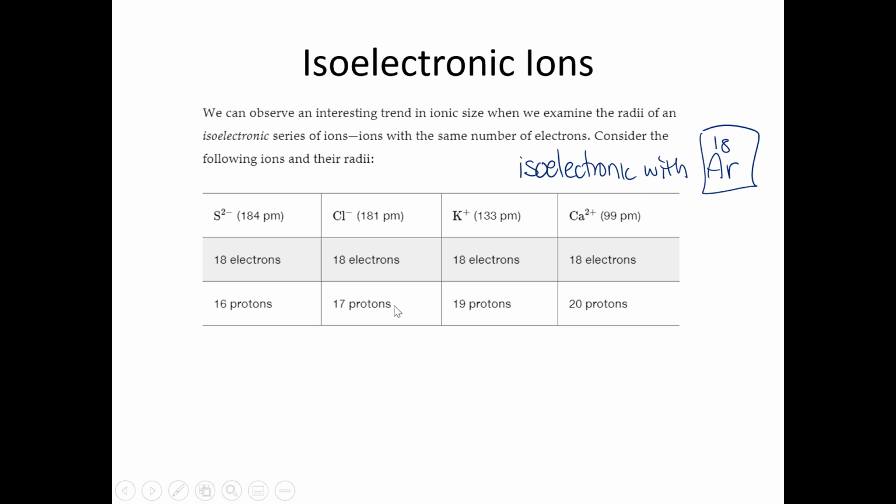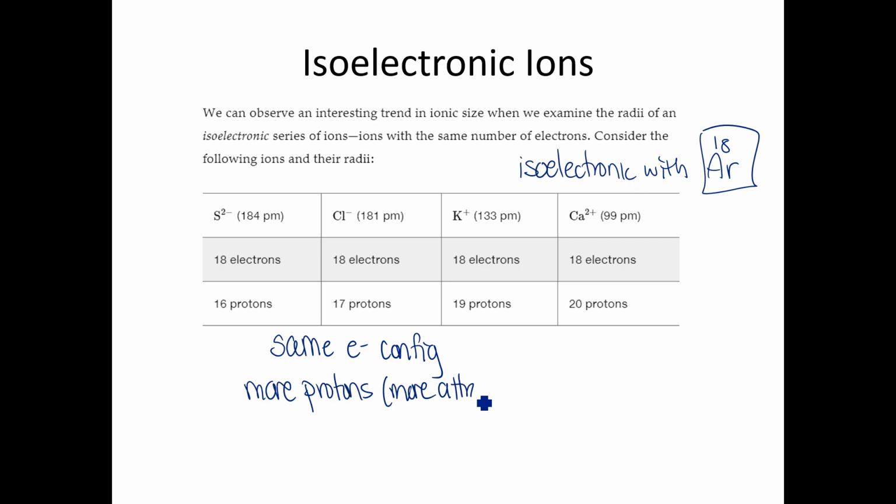But what's different about them is their number of protons, because different elements have different numbers of protons. And notice that calcium has the smallest radius and the most protons, whereas sulfur has the largest radius and the fewest protons. So when you're comparing two species with the same electron configuration, the one with more protons in the middle has more attraction, a greater attractive force, so it is going to end up with a smaller radius.